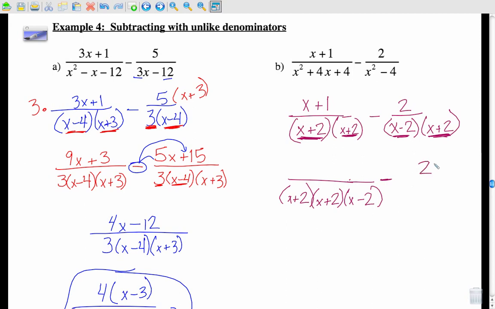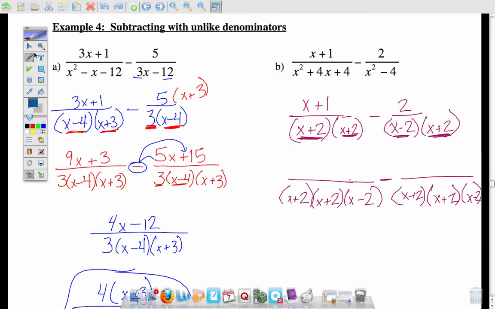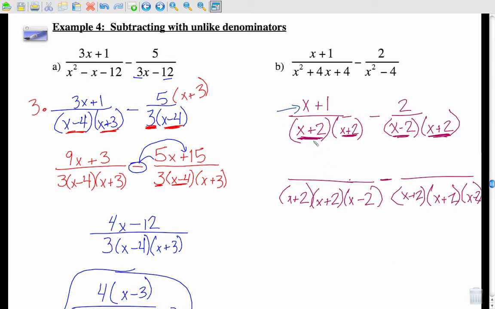Now I have these two things left. So I have to account for another x plus 2 and an x minus 2. You have to ask yourself, okay, now what are each of these missing so I can get that common denominator? First one. This one here. Let's get another new color. Let's go with ocean. Why not?